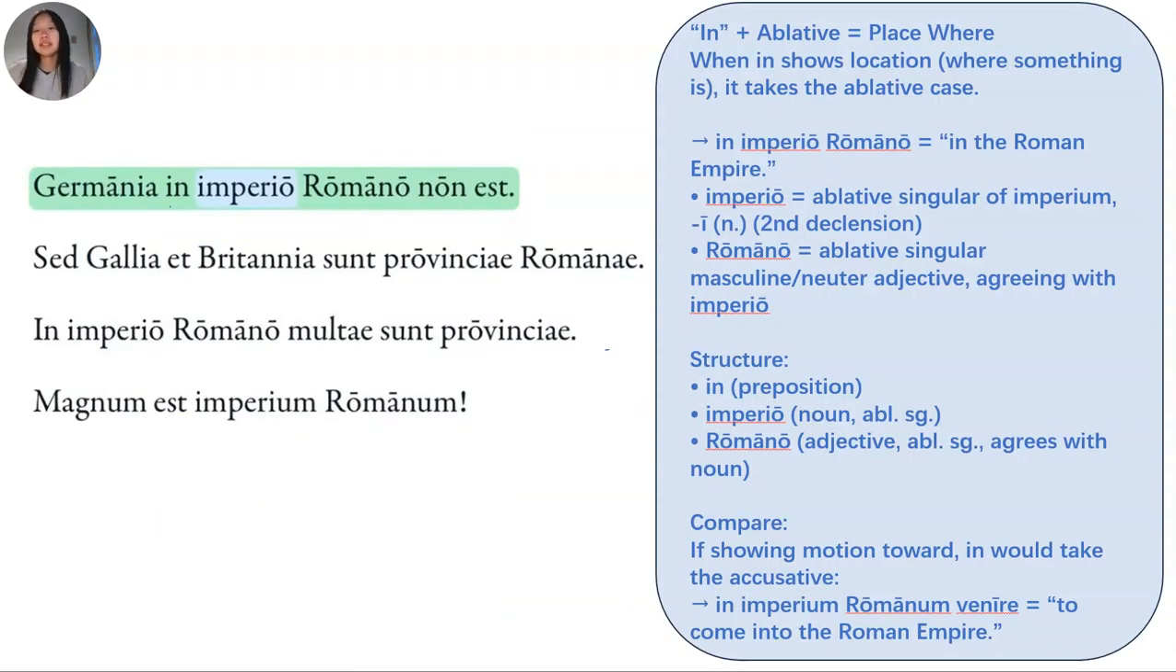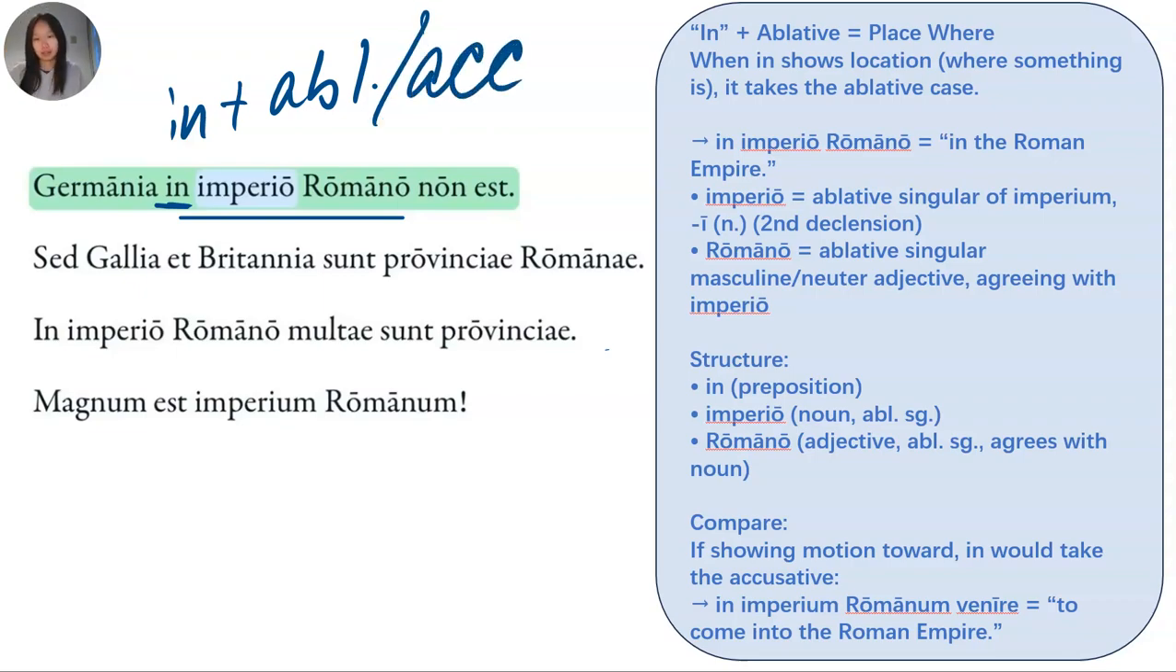So, Germania in imperio Romano non est. This sentence is quite important. So, Germany is not in the Roman Empire. Remember, in the first video, I'm pretty sure I told you guys that in is with ablative. Now I'm actually going to explain. In plus ablative is true, but only partially. In can also be with accusative, and this has an entirely different meaning.